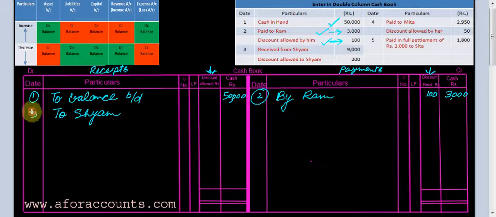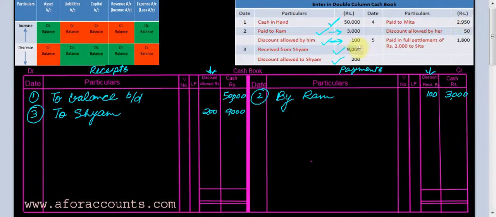Third. Discount is 200 and cash received is 9000. Done. Next. Paid to Meeta 2950.